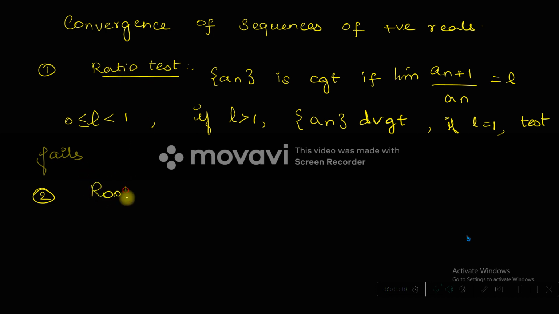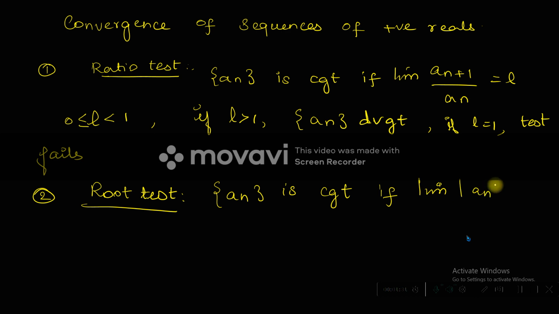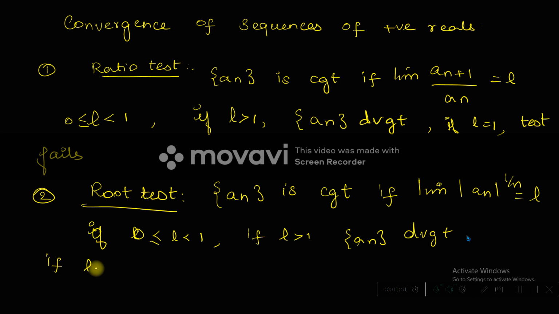The second test is the root test. What does this test tell us? This test tells us that the sequence a_n is convergent if the limit of modulus a_n to the power 1 by n is equal to L, where L is between 0 and 1. If L is bigger than 1, a_n diverges. If L is equal to 1, the test fails.